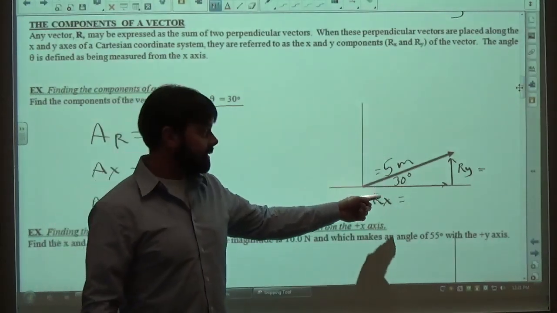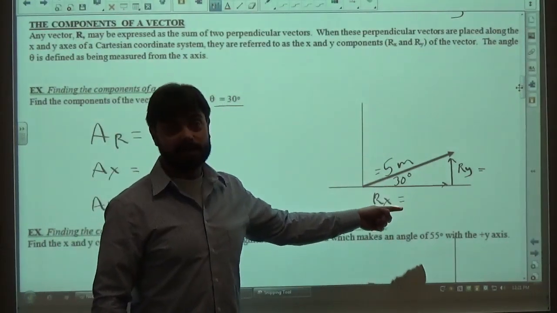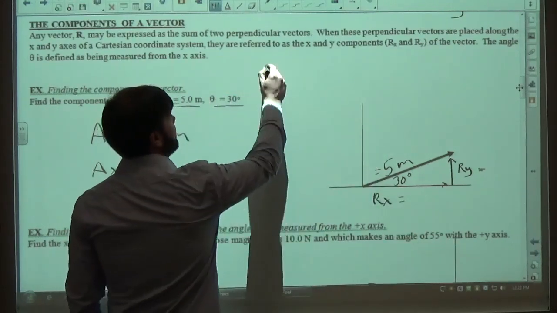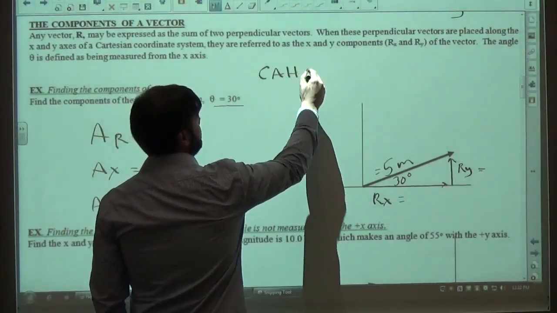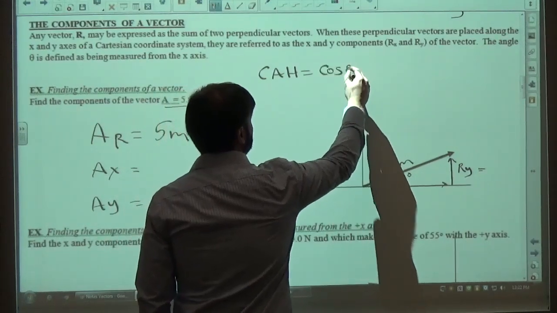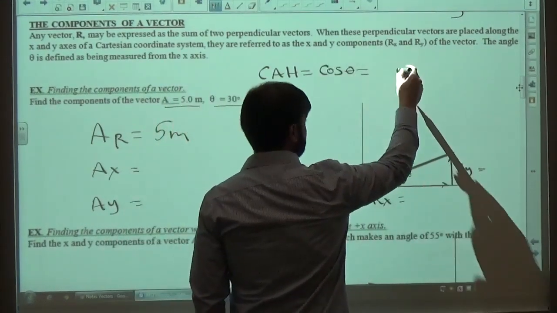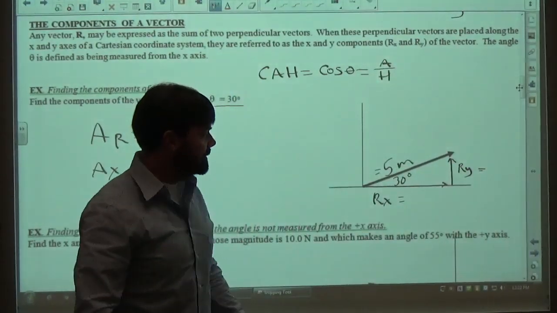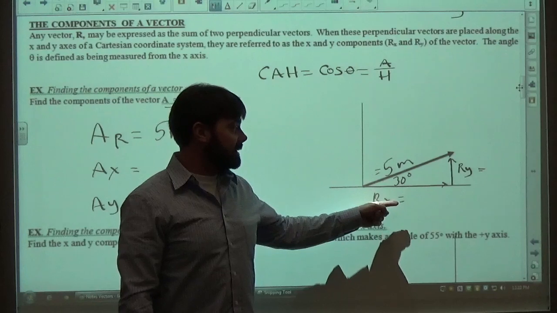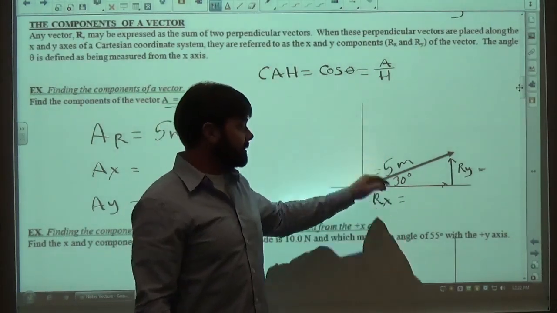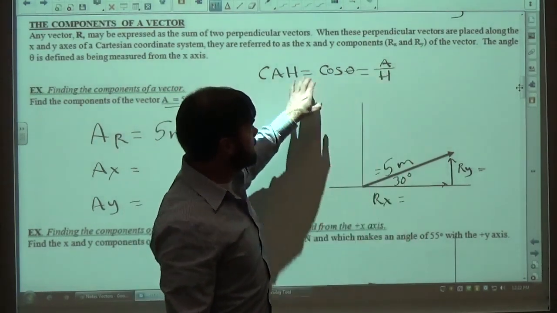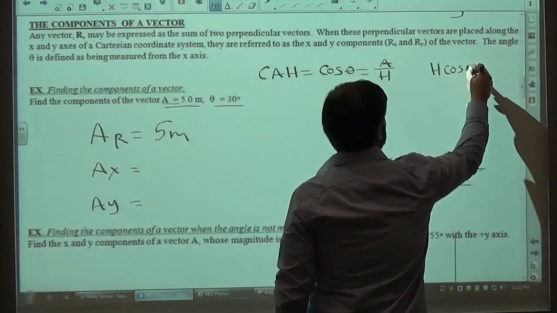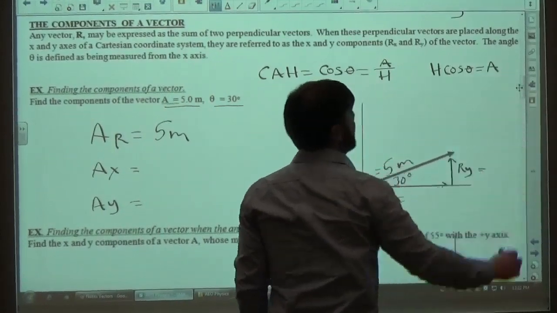Now, according to some of our equations from before, if I have theta and I have the hypotenuse, and I want to find, let's say, R of x, which is the adjacent, I'm going to be thinking of the acronym CAH, which means the cosine of theta is equal to adjacent over hypotenuse. Why is that important? Because my adjacent is the unknown and my hypotenuse is known. So if I'm trying to solve for this, I'm just going to multiply both sides by h. So h cosine theta will equal my adjacent side.